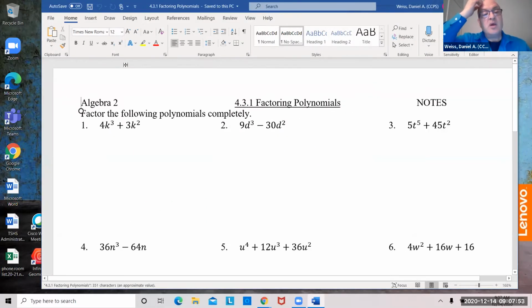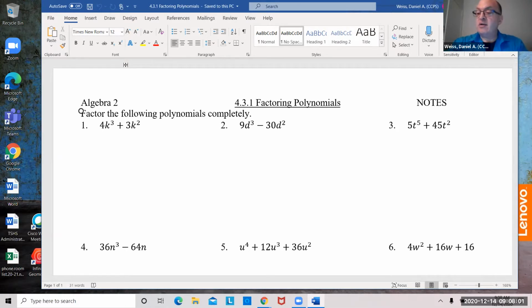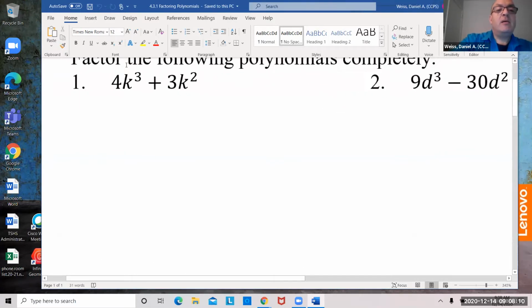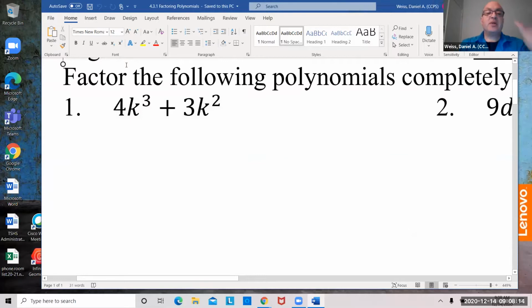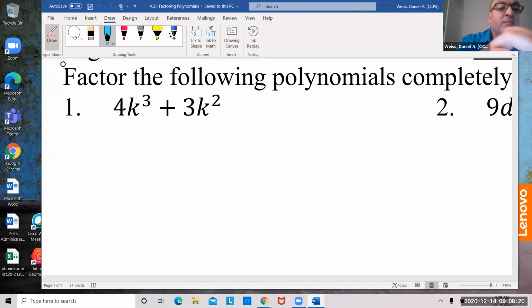Today, we're going to do some more factoring polynomials. We've done factoring, but today we're going to add a step.